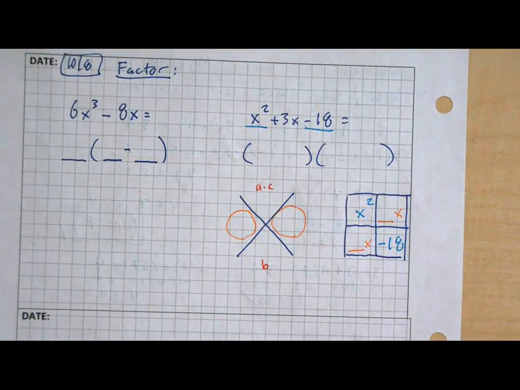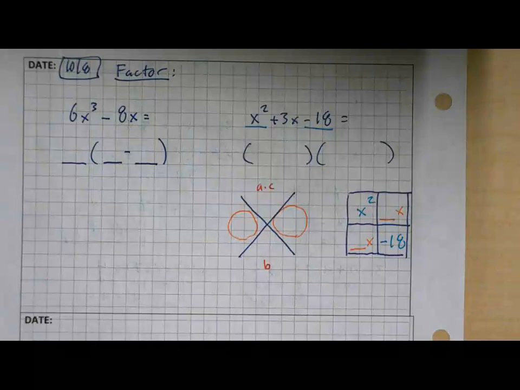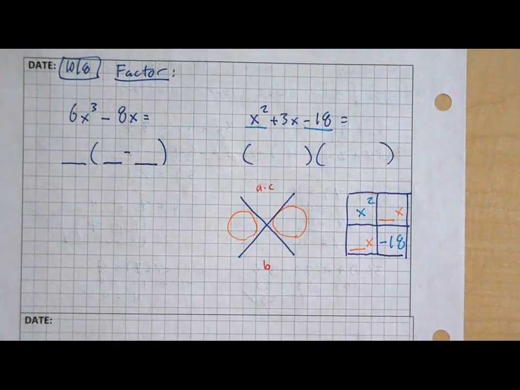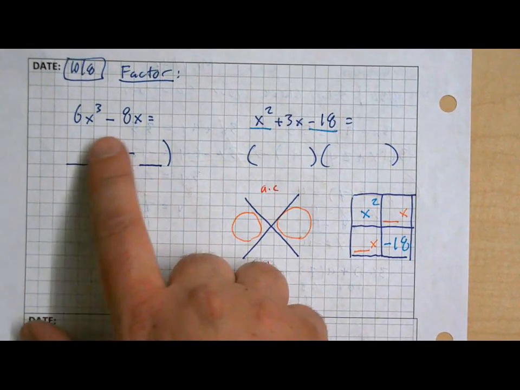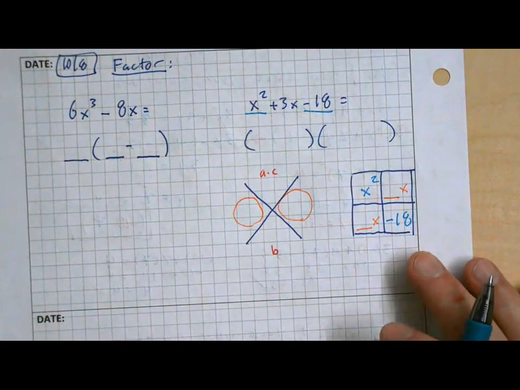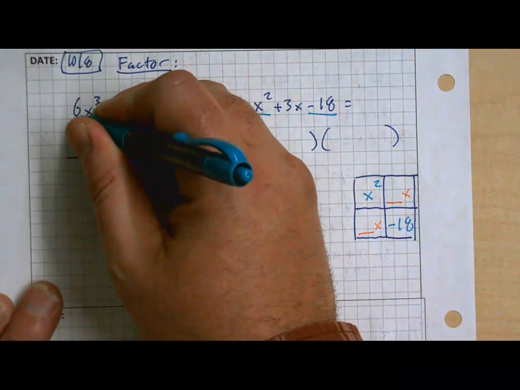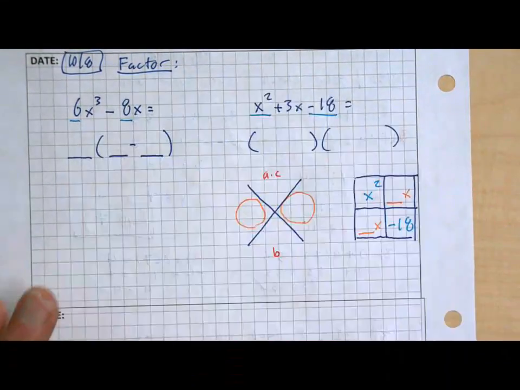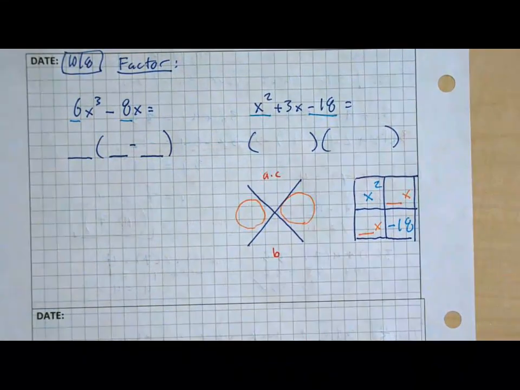So I'm just going to really quickly review factoring with you, a couple types of factoring. One is factoring out a GCF. So this first problem, there's only two terms here. What we need to do is look at each part of each term and ask what do they have in common. Can you guys think of a number that we can factor out of both a 6 and an 8?